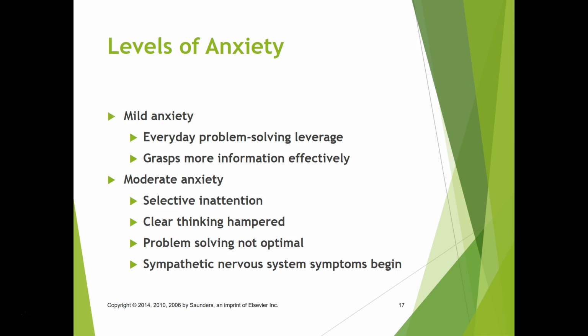You're not thinking as clearly as you would if you have mild anxiety. So your thinking is hampered, your problem solving is really not optimal. You maybe can only think of one or two things, or just one way to react, or you might think of one answer, but you're not thinking more broadly. You're not thinking of the whole realm of possibilities. So problem solving is just not very optimal, and your sympathetic nervous system symptoms really begin.